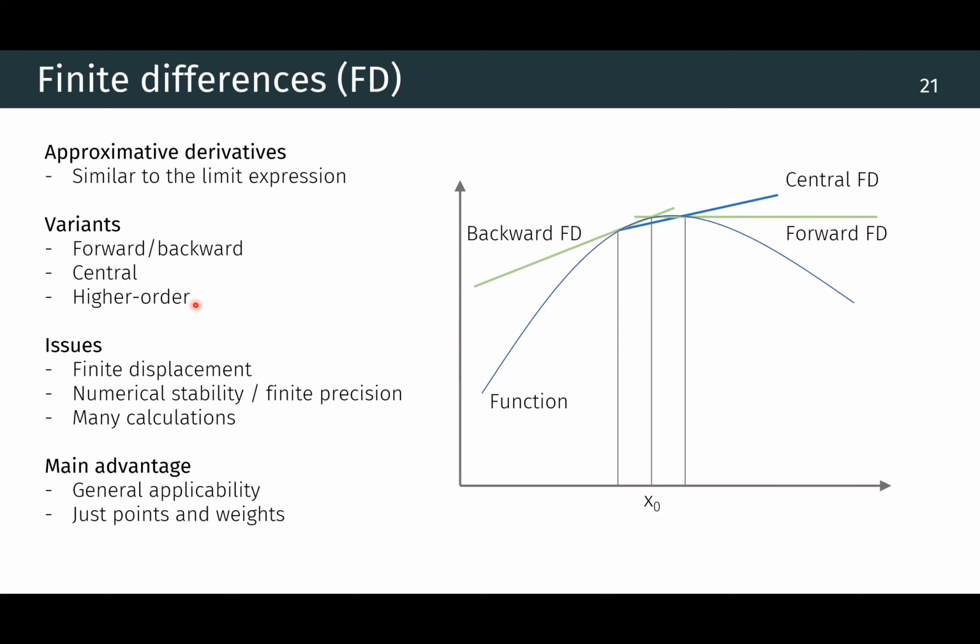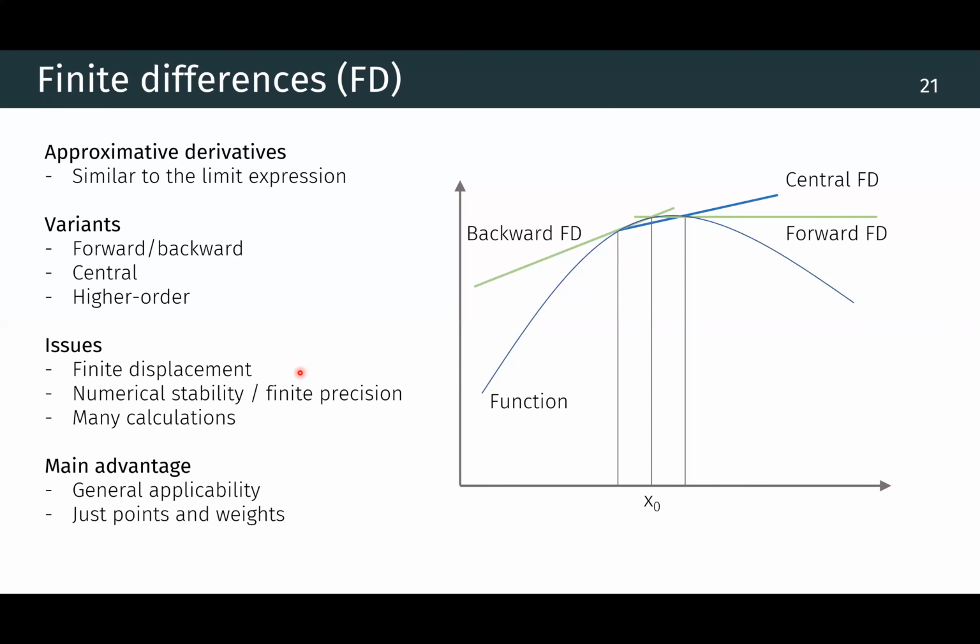Now, the problem is, in this case, twofold. The first one, if you want to get the slope by this means, is that you need to be able to tell apart the function value here and the function value there. And since it's a limit expression, you would like to keep this displacement here as small as possible.